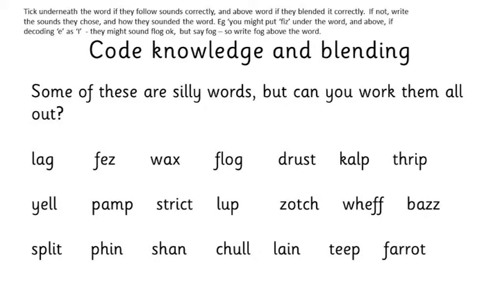Let's check if they can hear the word. So if I say s, a, t, can they hear that it's sat? Ch, i, p, s. Can they hear it's chips? H, ou, se. Can they hear it's house? H, a, p, y. Can they hear it's happy? S, t, o, p. Can they hear it's stop?